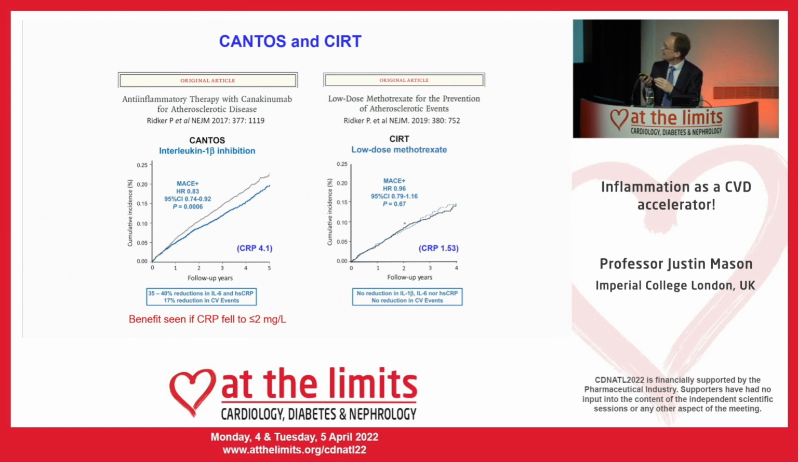Now, somewhat in parallel, Paul Ridker also ran a study of low-dose methotrexate, by which I mean 20 to 25 milligrams a week, based on the data from the rheumatoid studies. But it was much more difficult to get funding for this study. It was less well-funded. They didn't have the scope to do very careful patient selection. And the mean CRP in this group was 1.53.